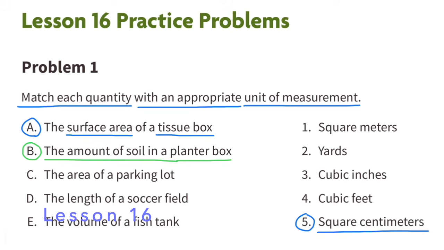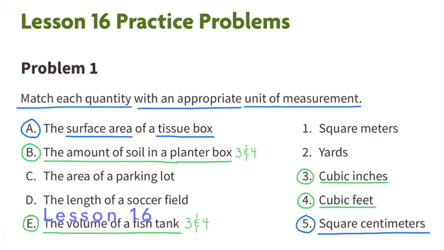I also don't know the size of the fish tank, so a planter box and a fish tank can both be large or small. So I can select the same answers for B and E. B can be 3 or 4 cubic inches or cubic feet, and so can E, the volume of a fish tank, can be cubic inches or cubic feet.